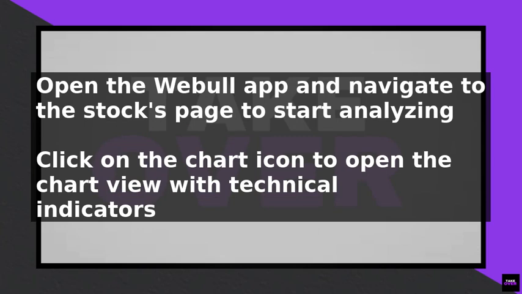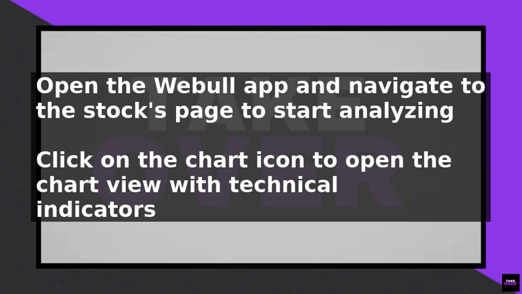To find relative volume, click on the Indicators button, which is usually represented by a small chart icon with a plus sign. This will open a list of available indicators. Scroll down and select relative volume from the list. If you cannot find it, you can also use the search function to type in relative volume.